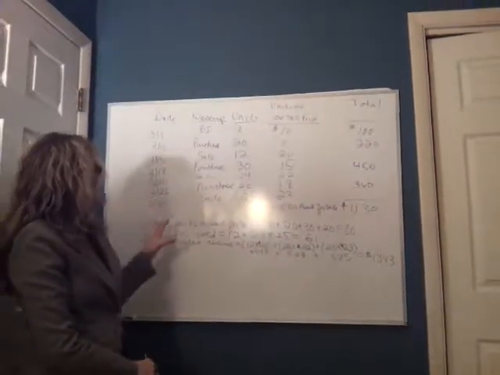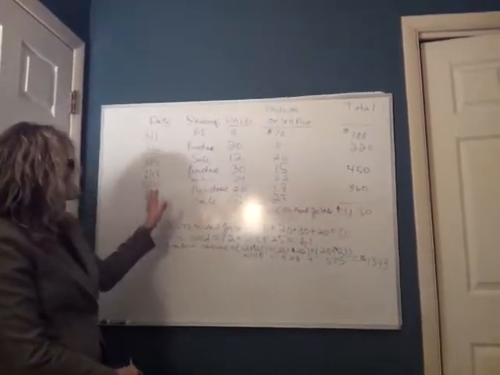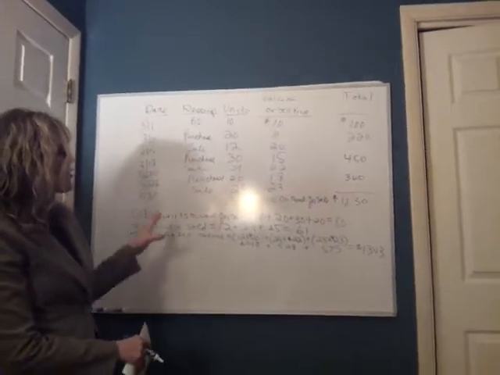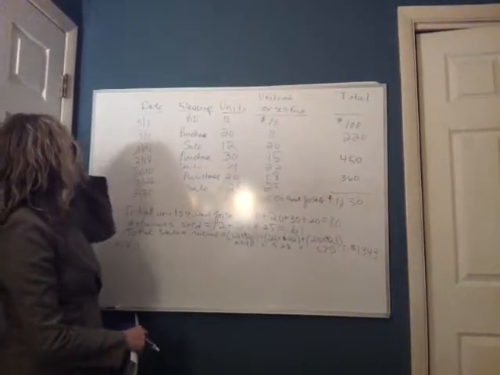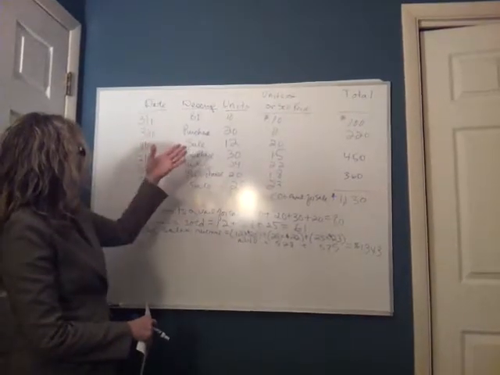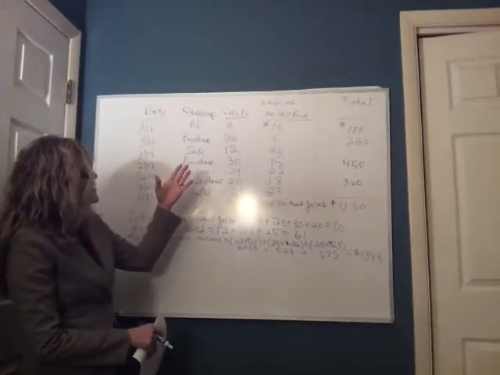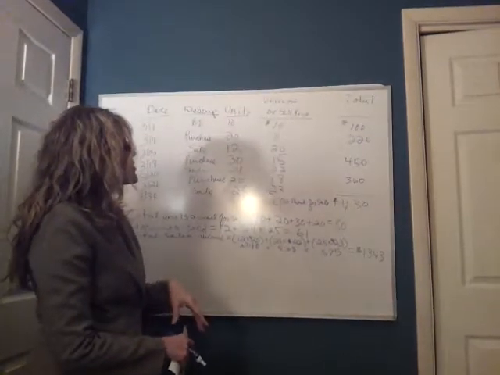Okay, this should help you with the homework problem. The first four columns are the same as your homework problem would be. Let me just read off each column. We have the date. Our first date is March 1st. Description is beginning inventory. We have 10 units at a unit cost of $10 a unit.